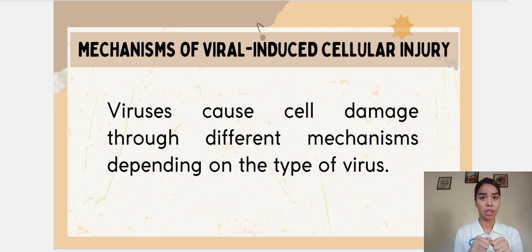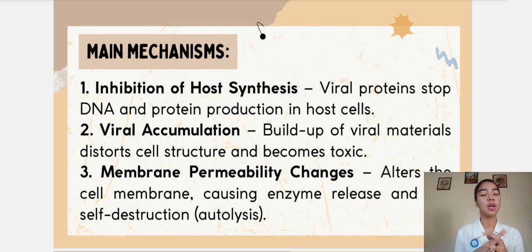Viruses cause cell damage through different mechanisms depending on the type of the virus. Meaning, if we have virus A and virus B, they have different mechanisms to infect the host cell. So we are here on the main mechanisms of how the virus causes injury to the host cell. The first is the inhibition of host synthesis. Viral proteins stop DNA and protein production of the host cell. So first, ang ginagawa ng virus ay i-stop niya yung main production ng DNA and protein ng host cell.